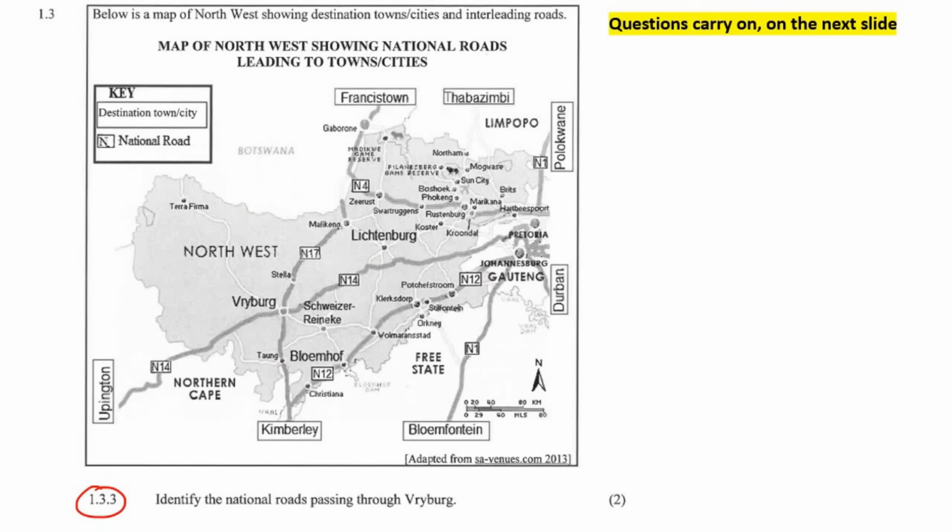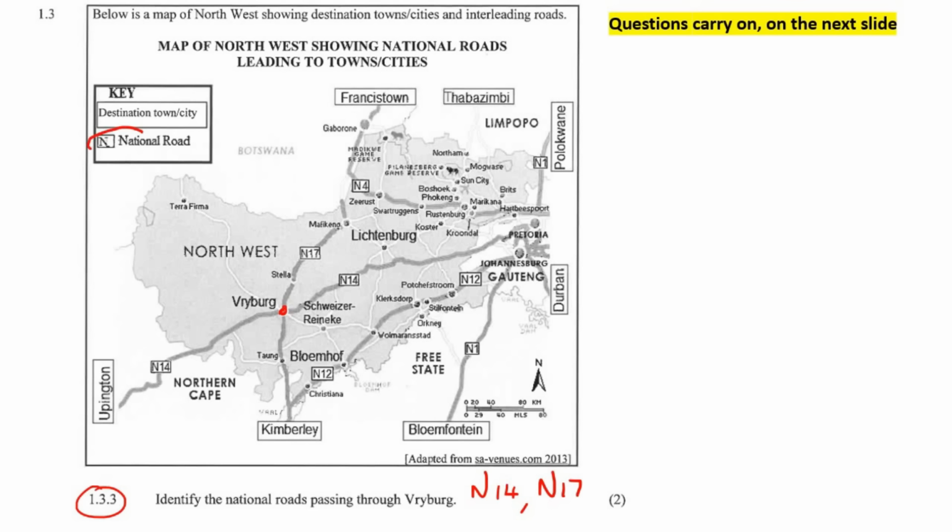So here's our next question. It says, identify the national roads passing through Vryburg. Okay, Vryburg, where are you? Okay, so here's Vryburg. So that would be over there. Now, the national roads have an N. Sorry, my nose is a little bit blocked, so you might be thinking I'm saying M, but it's N. So that's going to be all the roads that go through. So that one goes through, so that's the N14. This one over here as well, N17.